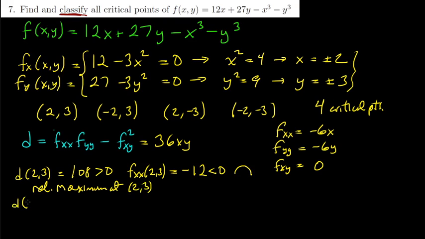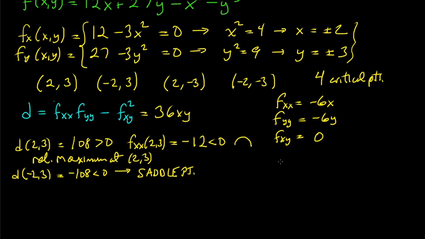Right. So what about negative 2, 3? So here, D is going to be, I guess, negative 108. So we can stop there. We don't need the second partial derivative. This is a saddle point. And I think the same is going to be true for 2, negative 3. If D is negative, you again get another saddle point.